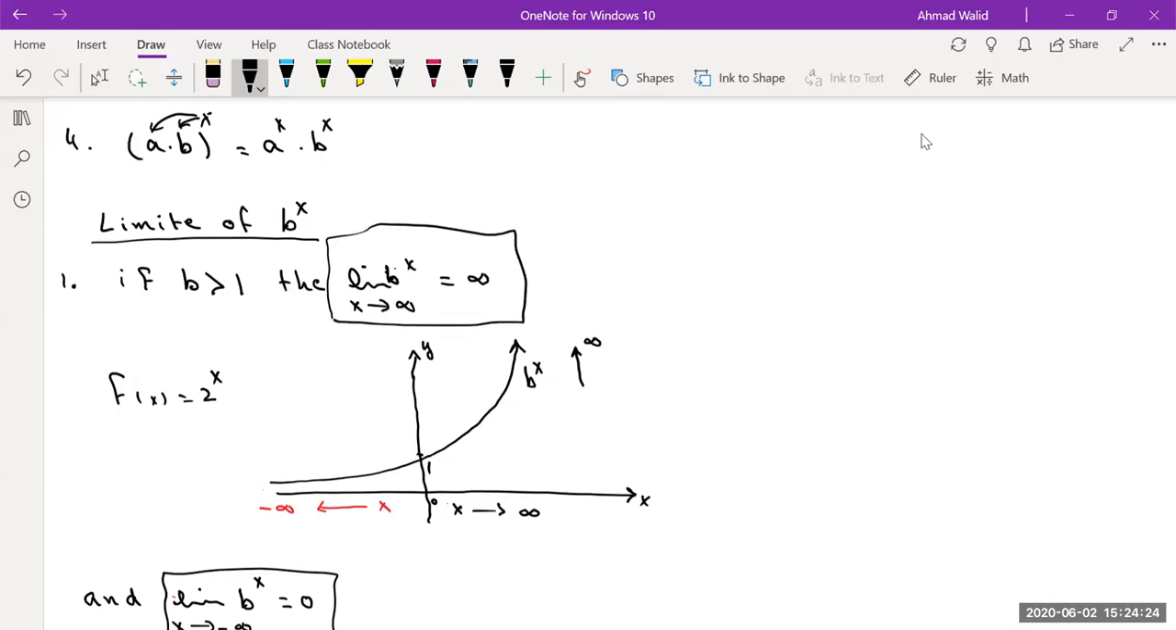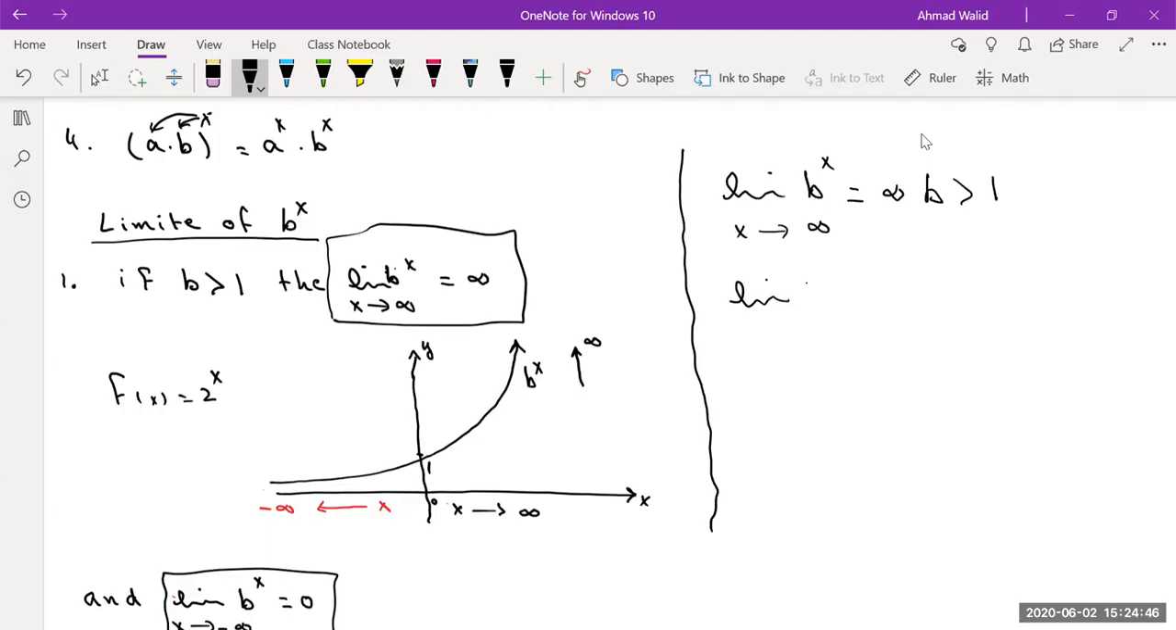Correct? If I make a table to memorize, you need all these 4. Number 1, limit of b to the power of x as x approaching infinity when your b is greater than 1, it always gives you infinity. Number 2, limit of b to the power of x as x approaching negative infinity. When b is greater than 1, it gives you always 0.